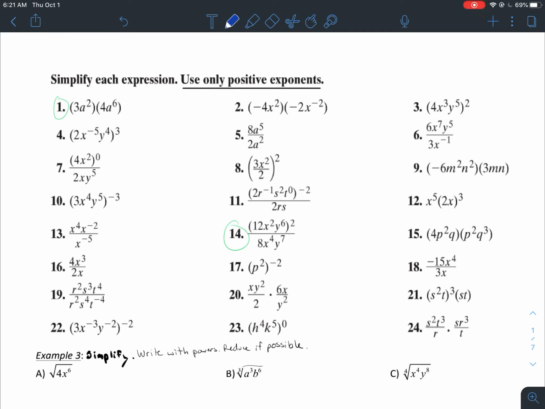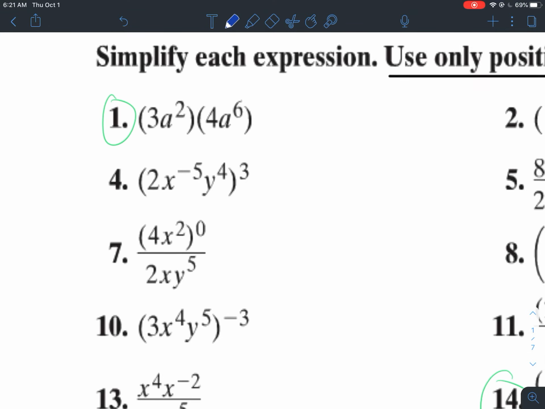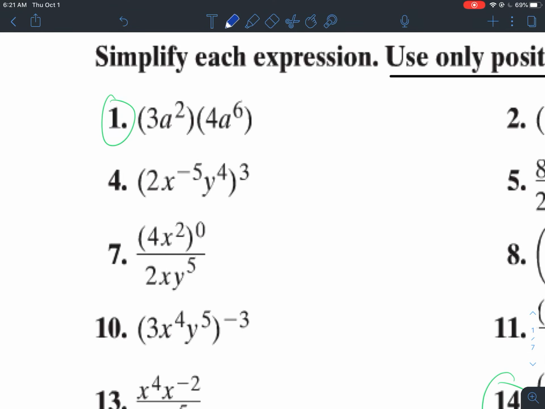Hello, I wanted to make a video on some of the review problems so that you guys got some help and kind of just a little bit of a review on the different kinds of questions you might see on this upcoming test. So if you go to the first page, number 1, it asks you to multiply these.